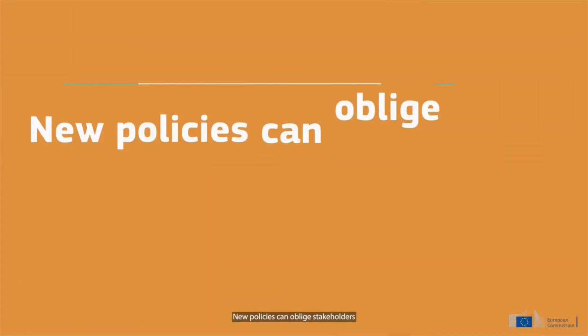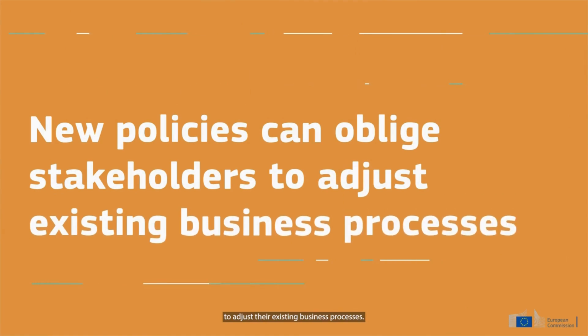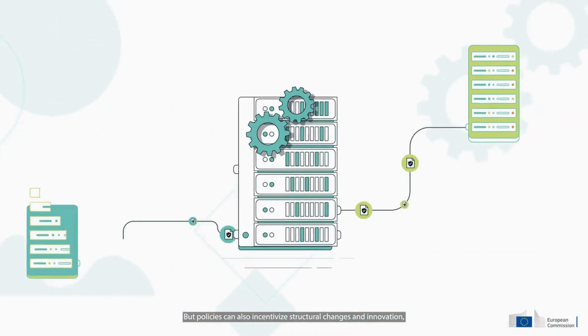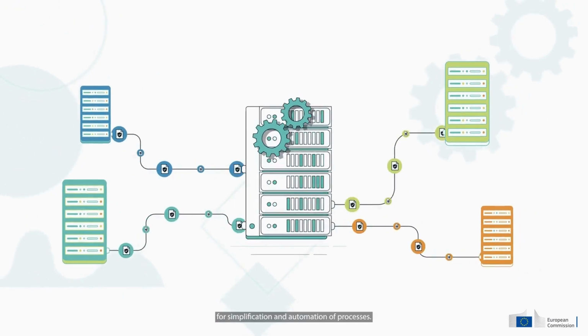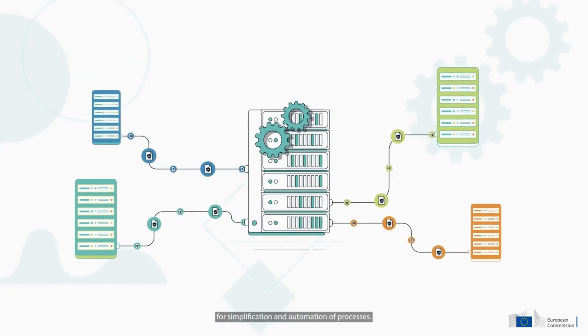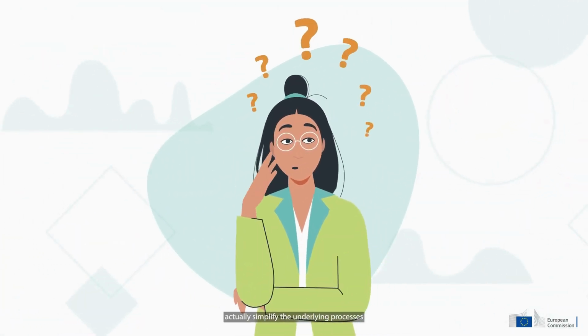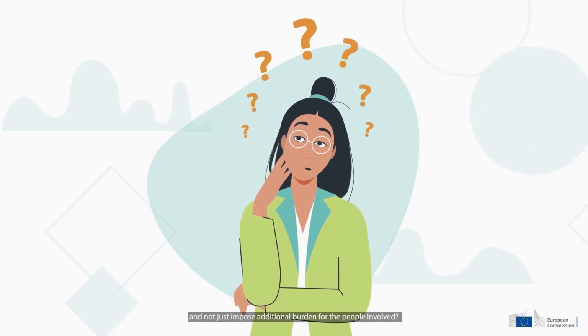New policies can oblige stakeholders to adjust their existing business processes. But policies can also incentivize structural changes and innovation, which in turn will offer opportunities for simplification and automation of processes. But how to make sure that the policies actually simplify the underlying processes and not just impose additional burden for the people involved?